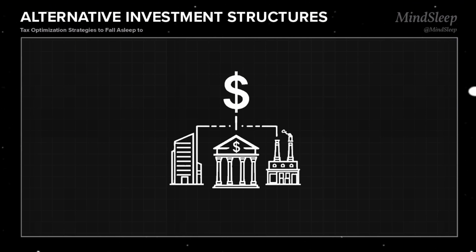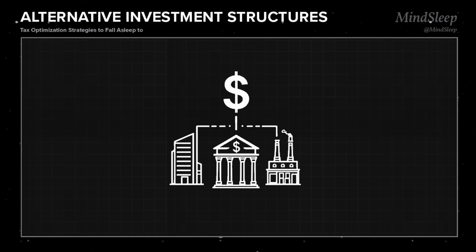Looking to the future, we can expect continued evolution in the realm of alternative investments. Technological advancements, such as blockchain and artificial intelligence, are likely to give rise to new investment structures with their own unique tax implications. At the same time, regulatory responses to existing strategies will shape the landscape of what's possible and permissible.